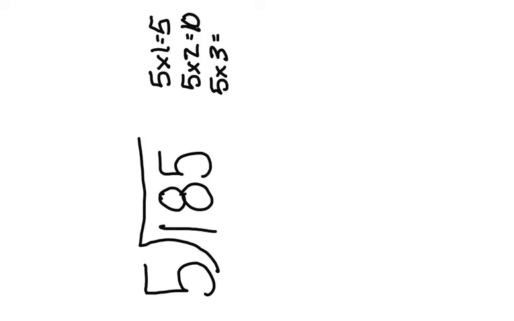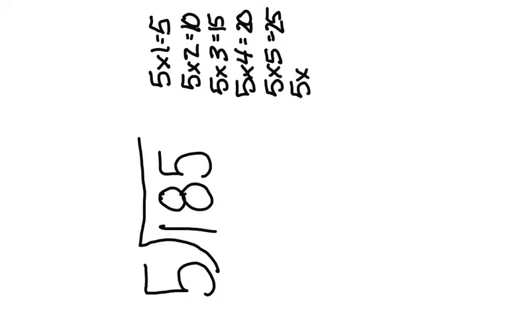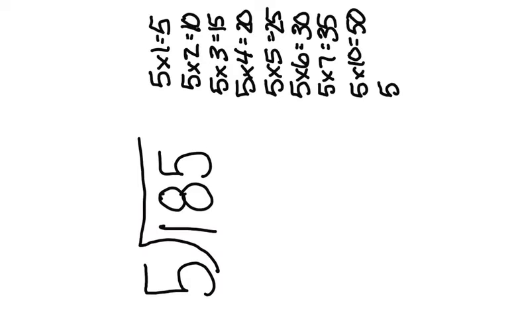So the problem we want to solve here is 185 divided by 5, or how many groups of 5 go into 185? Well, before we start, let's go ahead and review some of our 5 multiplication facts. We know that 5 times 1 equals 5. 5 times 2 equals 10. 5 times 3 equals 15. Times 4, 20. 5 times 5, 25. 5 times 6 equals 30. 5 times 7 equals 35. We'll do 5 times 10, 50. 5 times 20, 100. And then we'll do 5 times 100 equals 500.